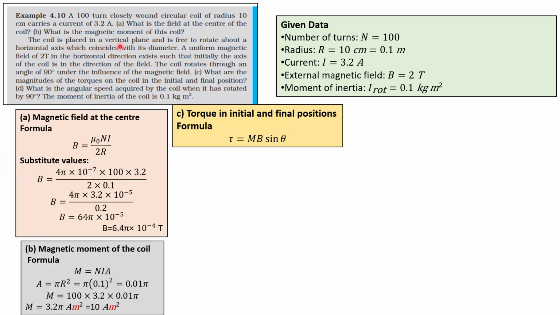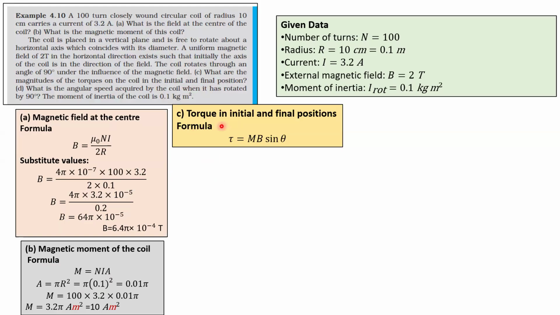The coil is placed in the vertical plane and is free to rotate about the horizontal axis, which coincides with the diameter. A uniform magnetic field 2 Tesla in the horizontal direction exists such that initially the axis of the coil is in the direction of the field. The coil rotates through an angle of 90 degrees under the influence of the magnetic field. Now, what are the magnitudes of torque on the coil in the initial and final position?